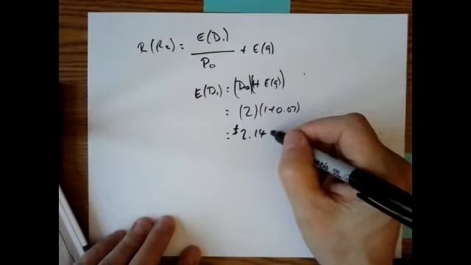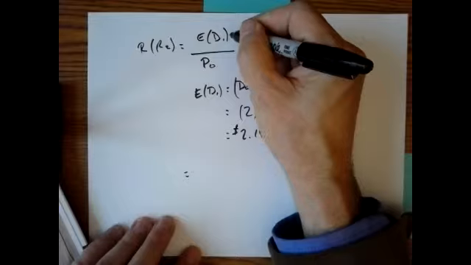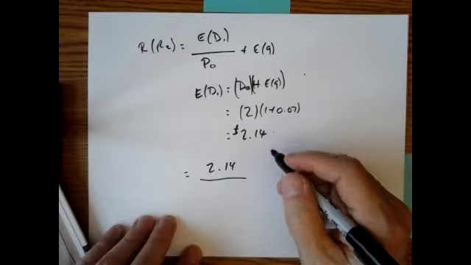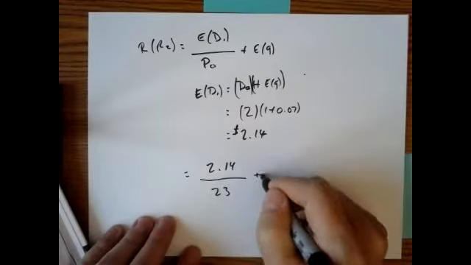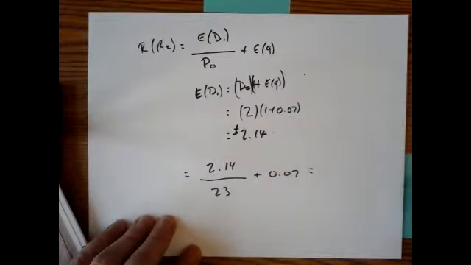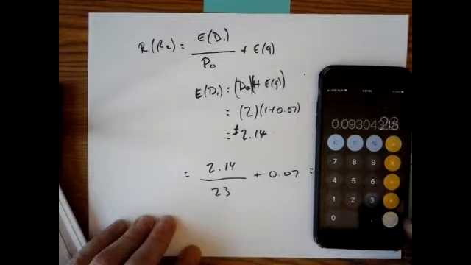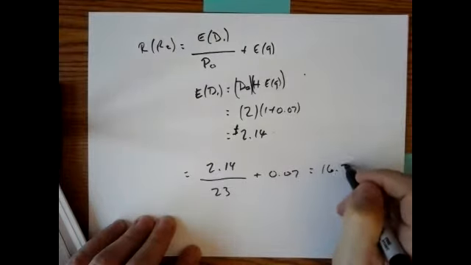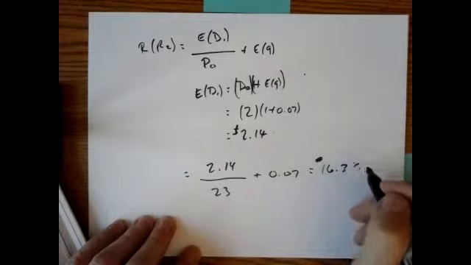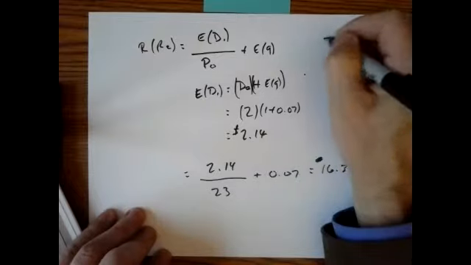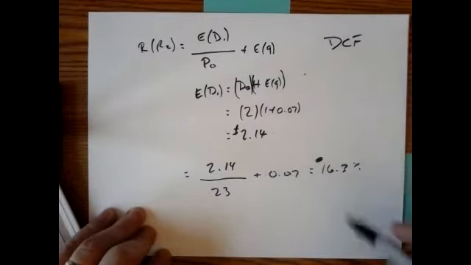Okay, so now we can take the 2.14 and plug it into the formula for ED1. We have 2.14. P0 we're given as being 23. And EG is given as 7%. So 2.14 divided by 23 gives us 0.093 and some change, plus 0.07 gives us 16.3%. So that is using the DCF model.